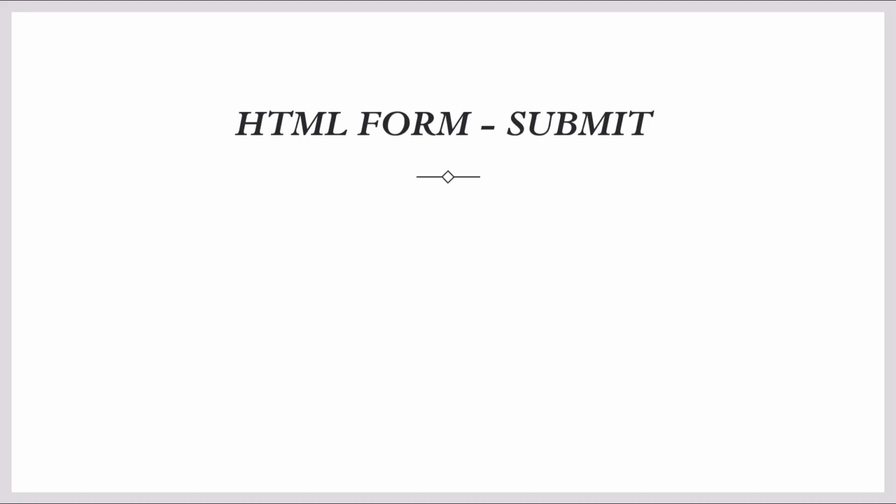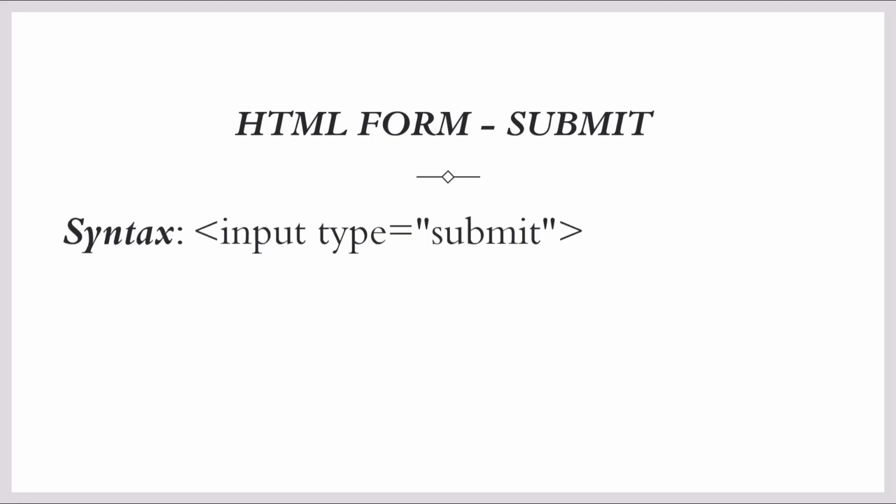Next up, let's understand the input tag with the type equal to submit attribute. The syntax is input type equal to submit. This will create a submit button. As we already know, the input tag is used to create interactive controls within web forms. When the type attribute is set to submit, it creates a button. When it is clicked, it submits the form data to the server.